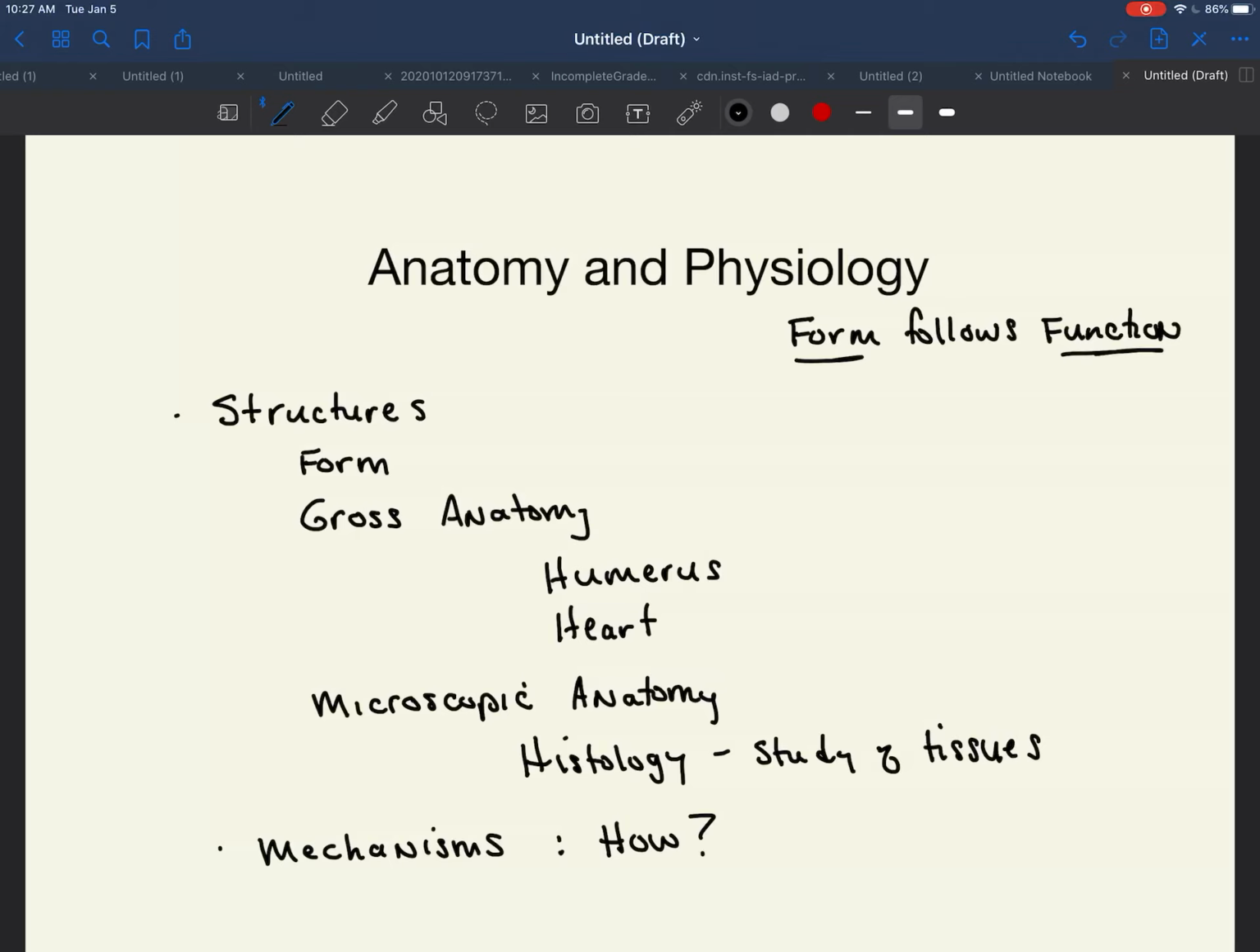And so we are going to be looking at systems like the skeletal system and the cardiovascular system this quarter. And we're going to be looking at how the anatomy of those systems follows the function of those systems.